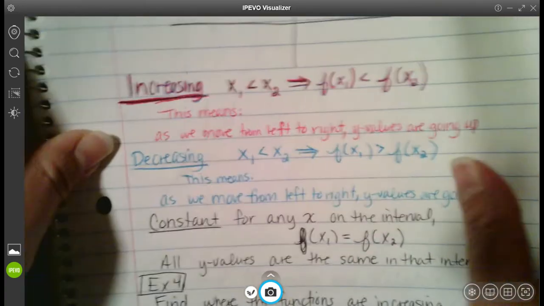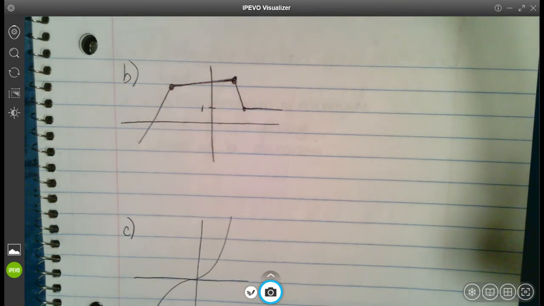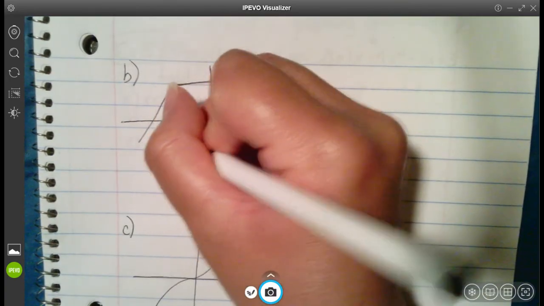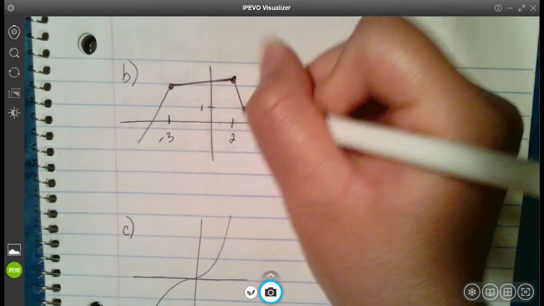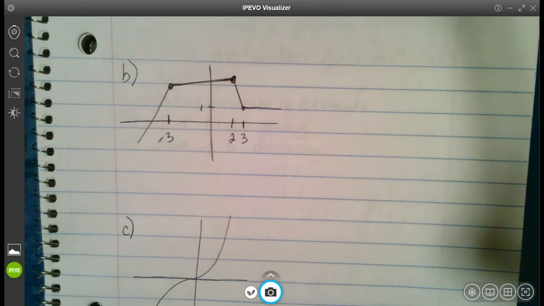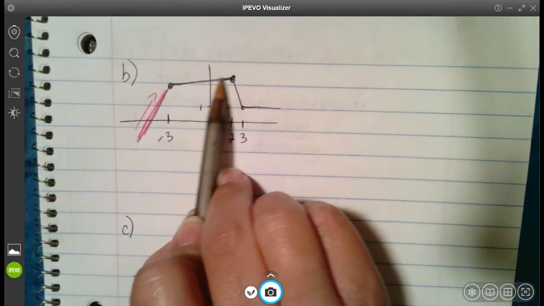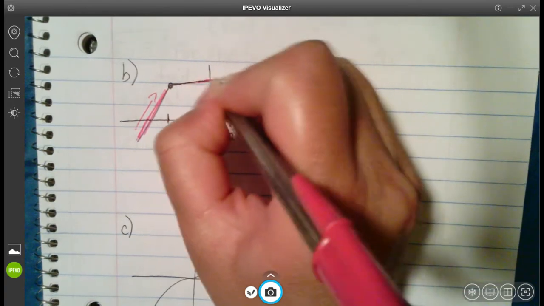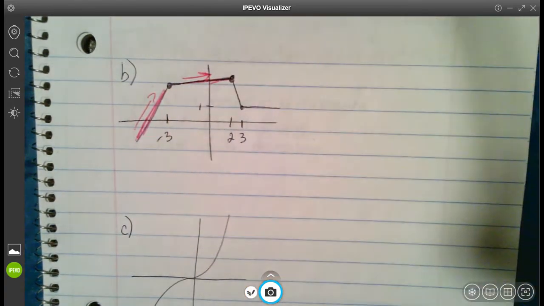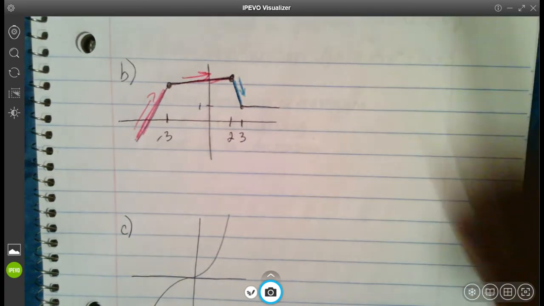Okay, next page. We have a few more examples. So letter B, and I did not pick any points for this one, so let me just make something up here. I'm going to put negative 3 here, and I'm going to put 2 right there, and that will be my 3. In this case, it looks like the increasing is happening here. I'm increasing here, and it's slightly increasing here, but it's still increasing nonetheless. And then it's decreasing on this little tiny spot right here.